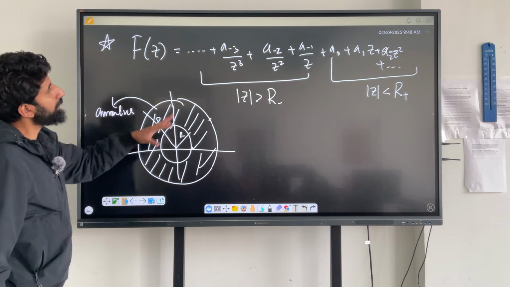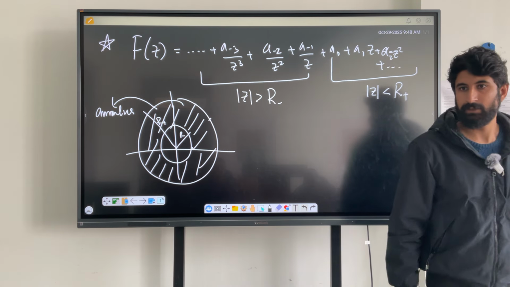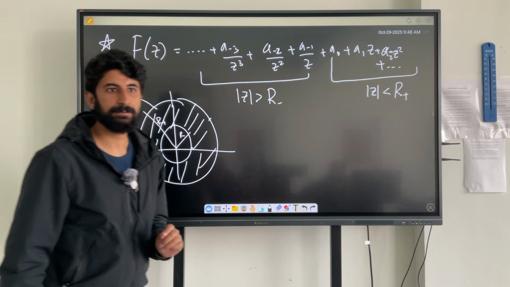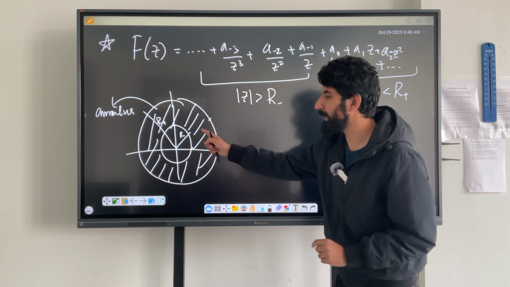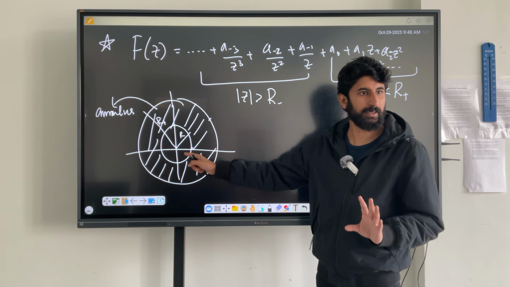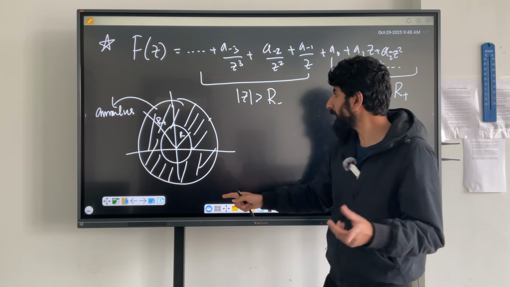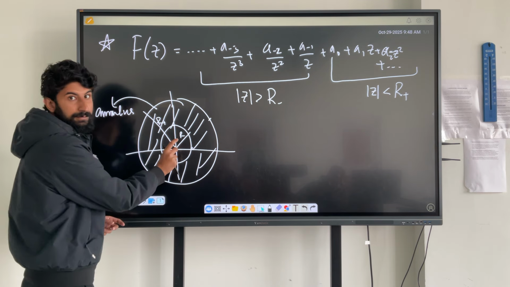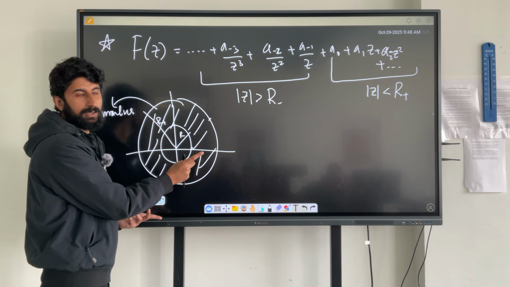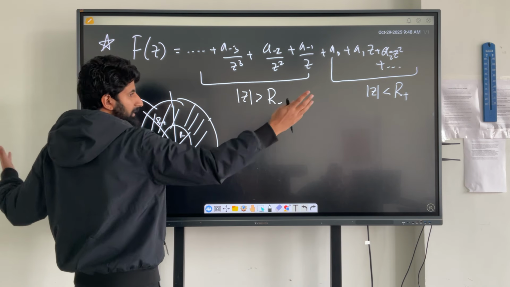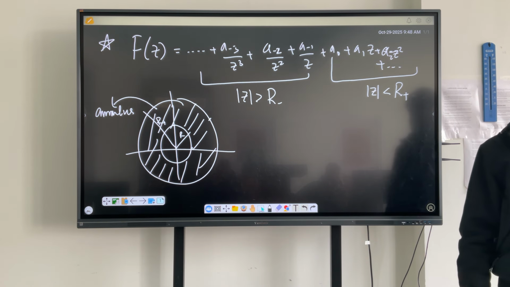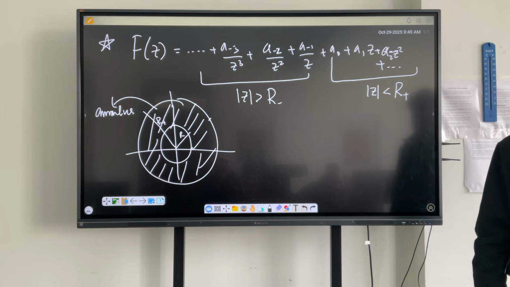So we now have a full understanding of this series: where does it converge and where does it not converge? Remember, the series converges here, but it's still an expansion around z equal to 0. You get my point? It might happen that r minus is just 0. It might happen that r plus is just infinity. That could happen. It's perfectly okay.